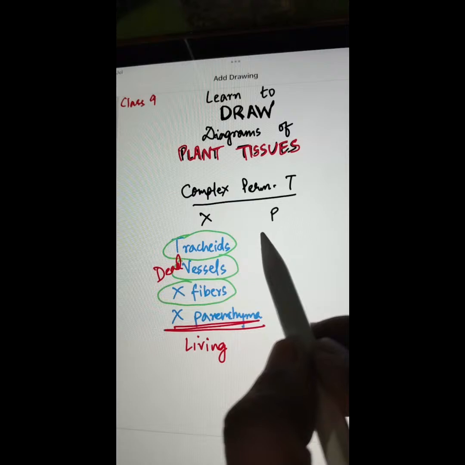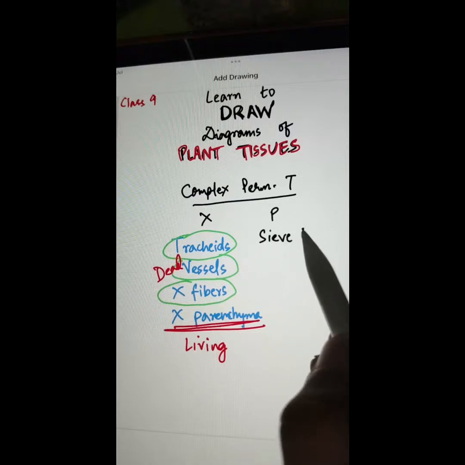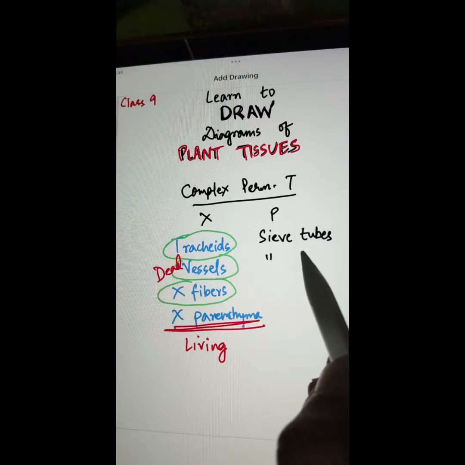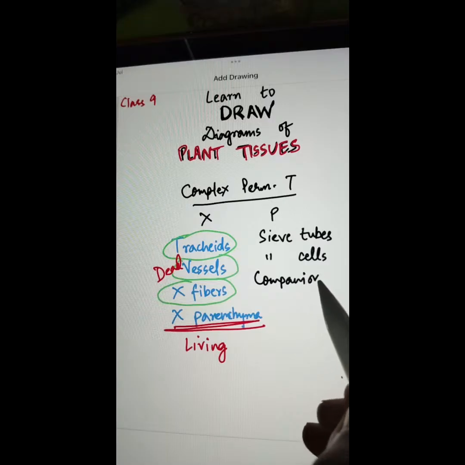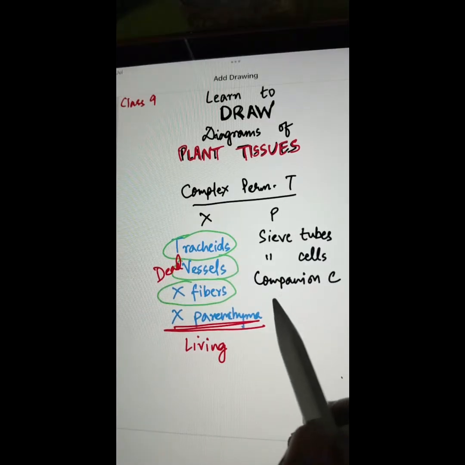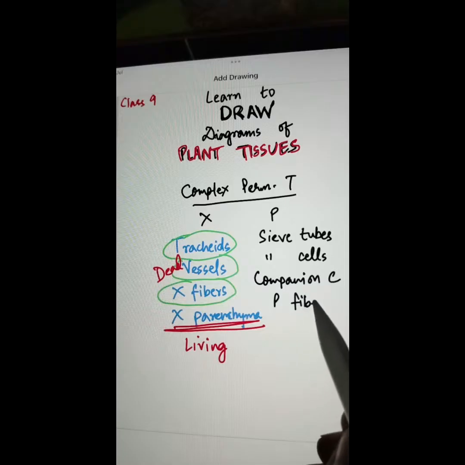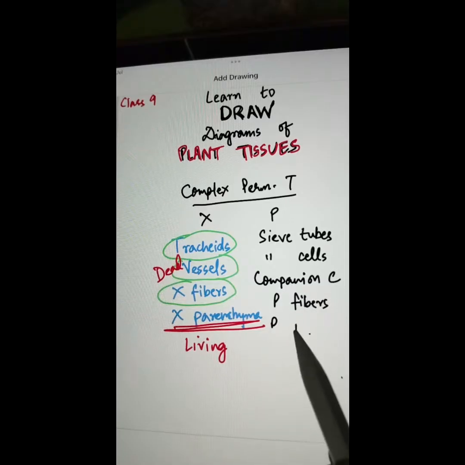Now, if I talk about phloem, it is made up of sieve tubes, sieve cells, companion cells. Okay, I'm just writing C for it. Phloem fibers and P for phloem parenchyma. So five components make up the phloem and phloem helps in the transport of food. Right? So you should know and learn these parts first so that you can do the labeling of all these parts while drawing the diagram.